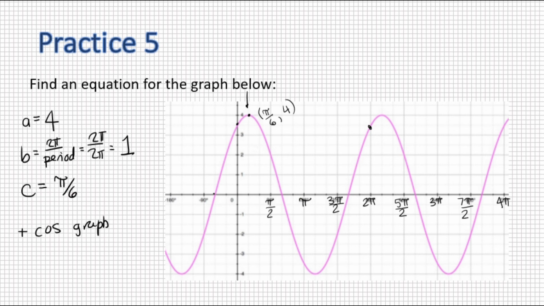So let's put it all together. We're going to have y equals amplitude, graph type, frequency is 1, so I don't have to write it down because it's implied, and then x and our phase shift, x minus phase shift. Done.